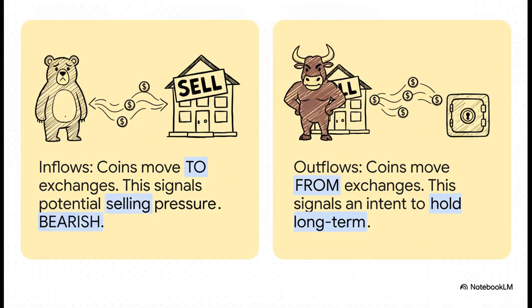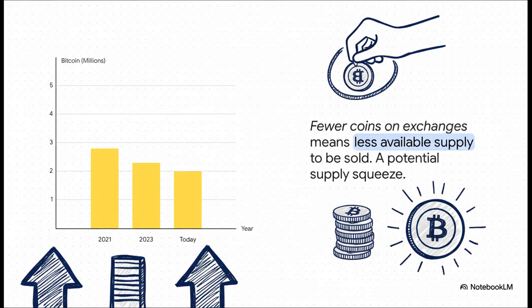But on the flip side, when coins are flowing out of exchanges, that's bullish. It tells you people are planning to hold for the long term, moving their coins into their own secure wallets. And when you zoom out and look at the long-term picture, you see this incredibly powerful trend. This chart shows the total amount of Bitcoin sitting on exchanges over the last few years. See that? That clear, steady downtrend is a fundamentally bullish backdrop. It means there's less and less liquid supply just waiting to be sold, which creates the potential for a massive supply squeeze if demand suddenly picks up.